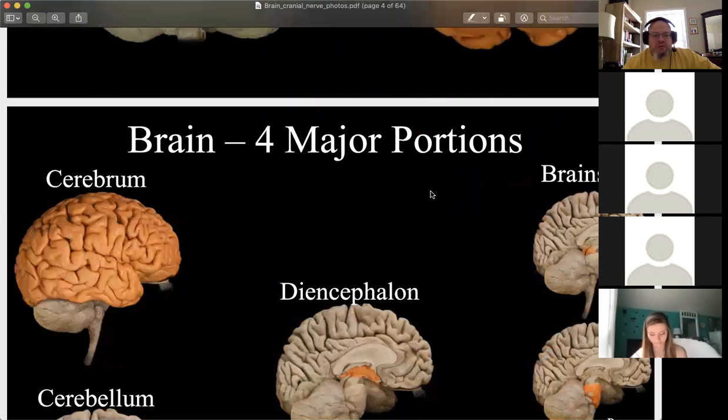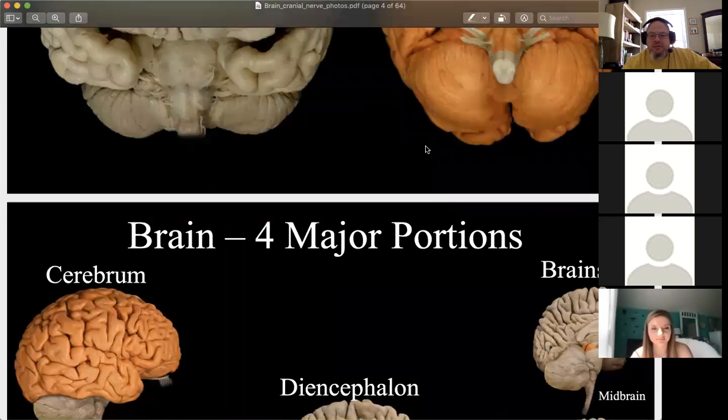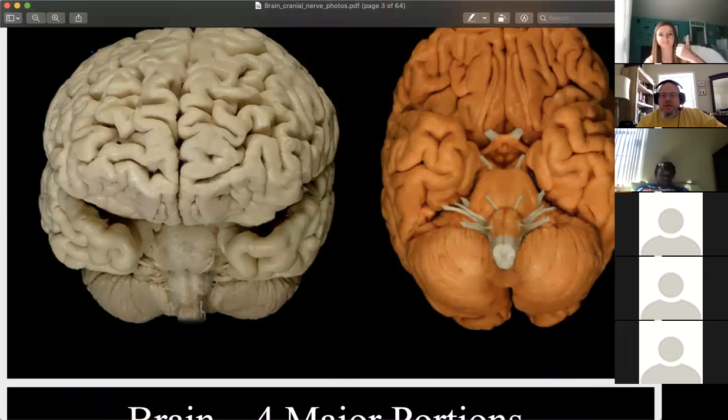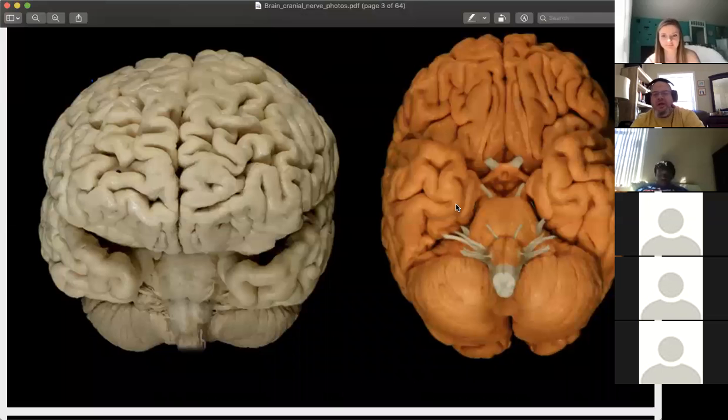You guys see a picture of the brain with big orange photos, right? Somebody give me a thumbs up. Let's see. Yeah. Okay. So Mallory, you do see the big orange brain. Okay. All right. Good deal. Like I said, I just want to make sure you guys see what I see.